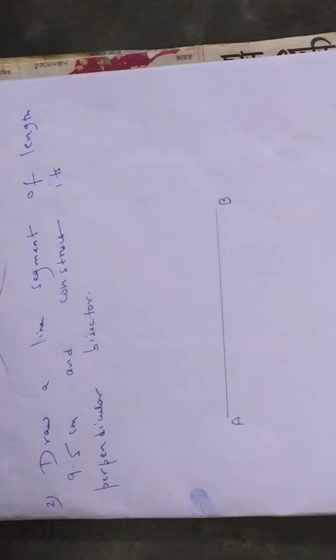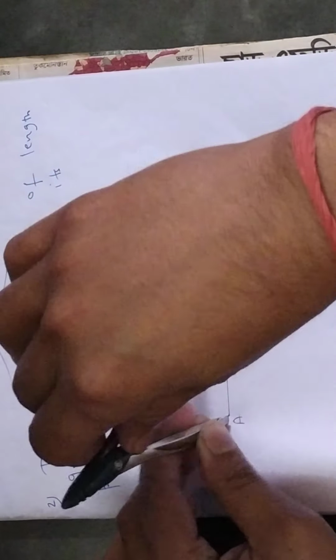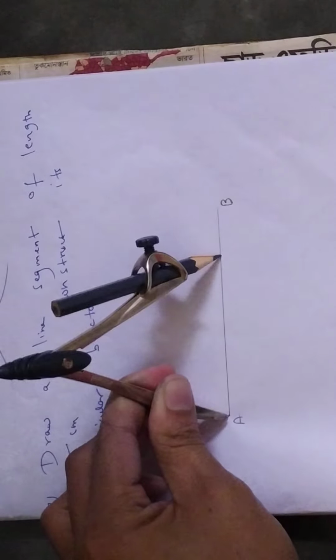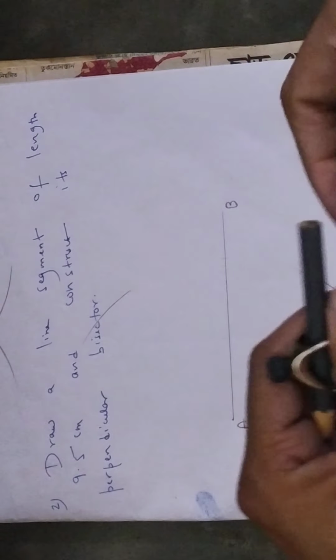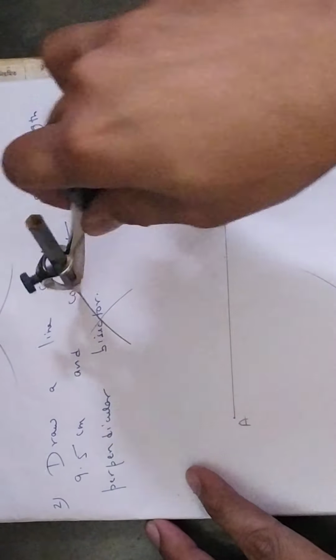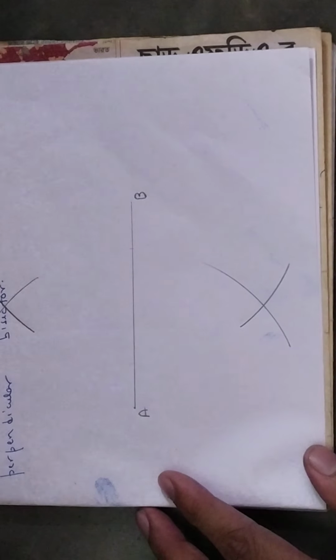Now you have to draw a perpendicular bisector. So again what you have to do, again you have to take more than half. Suppose this is the point. Suppose I am taking this much. It's more than half. More than half you have to take. Now draw two arcs. Here one, here. Now put your compass at point B. This is one point and this is another one.